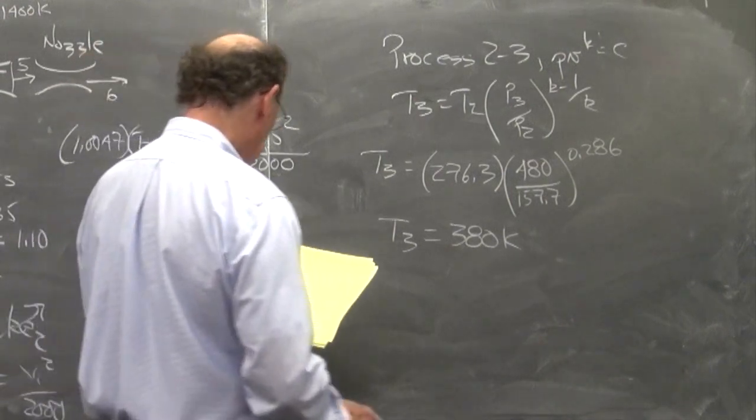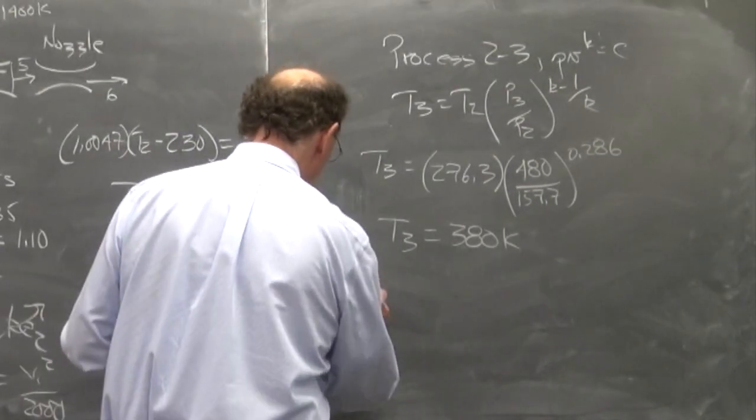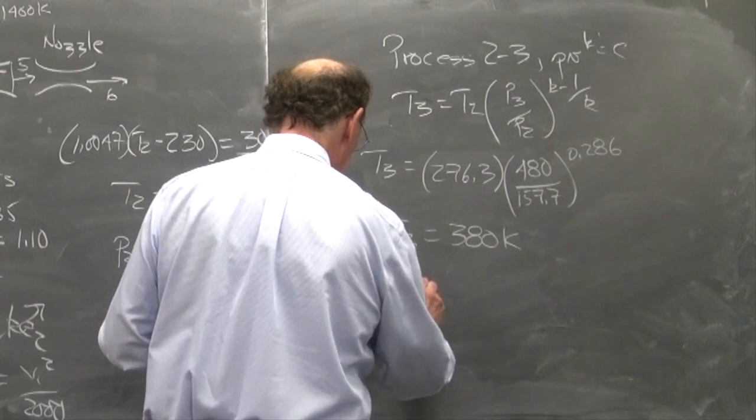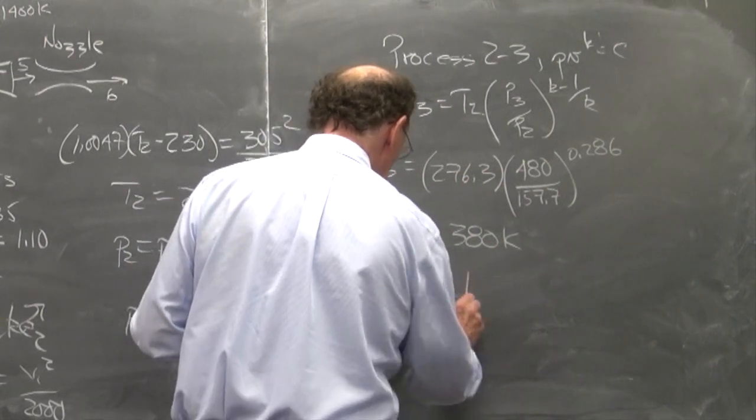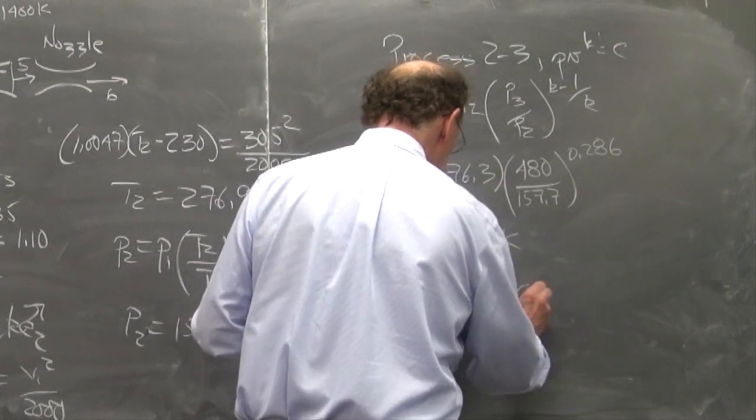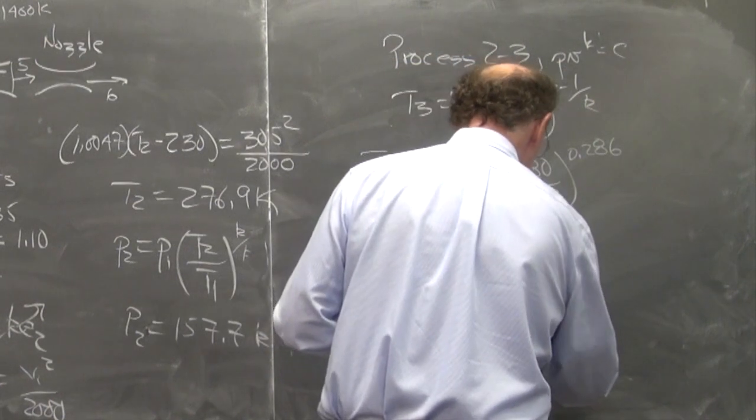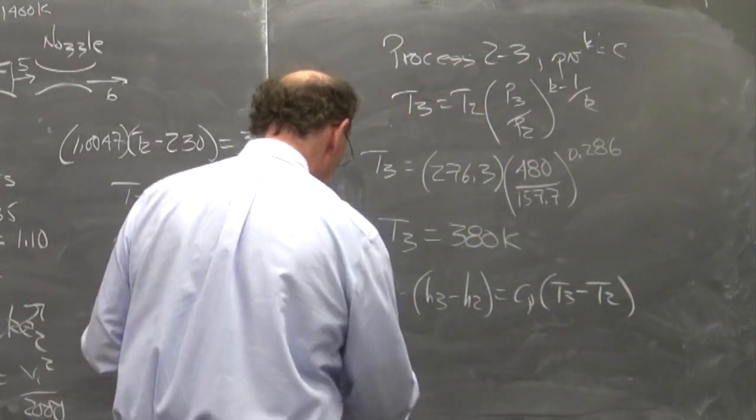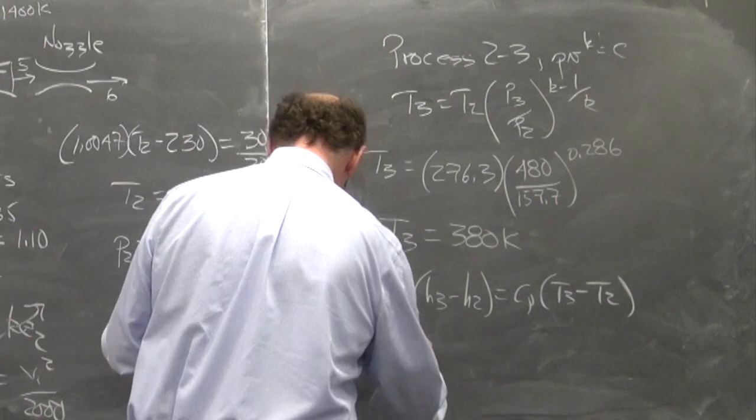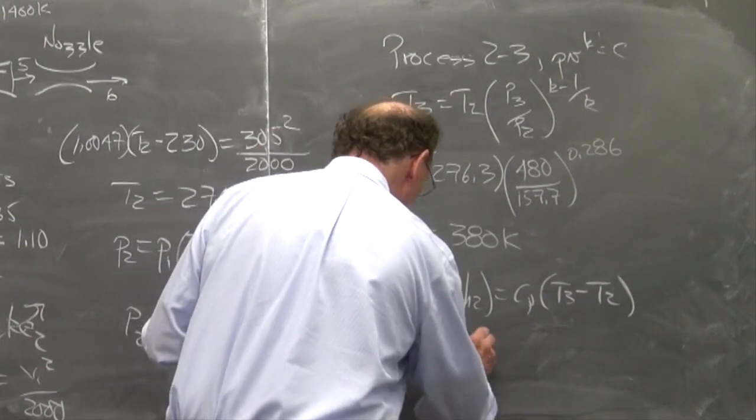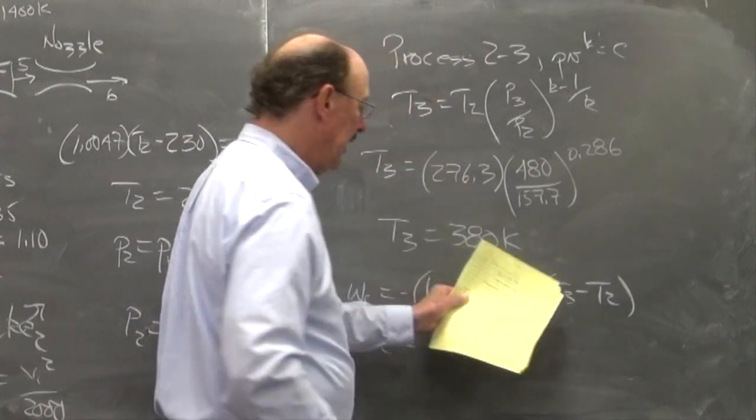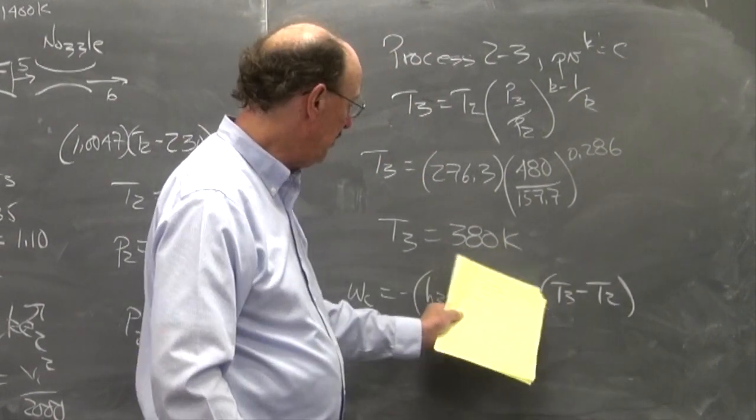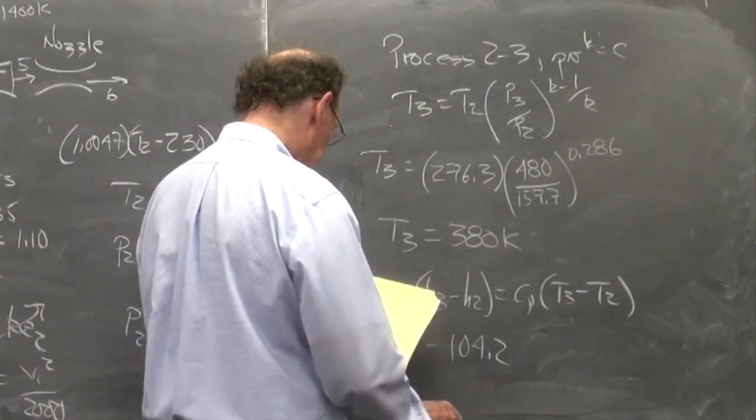And I get that Wc is equal to minus (h3 minus h2), which is equal to c sub p (T3 minus T2). Wc is equal to minus 104.3. So put in T3, T2, and c sub p for air, and you get that, kilojoules per kilogram.